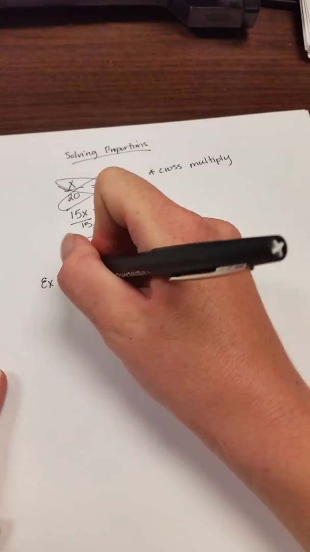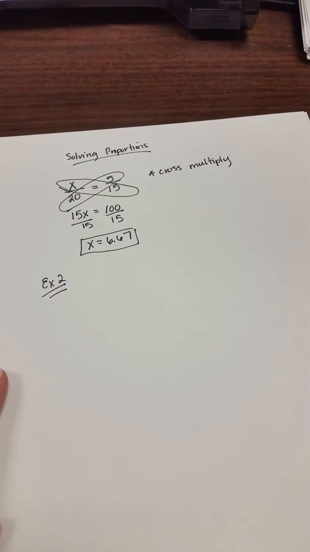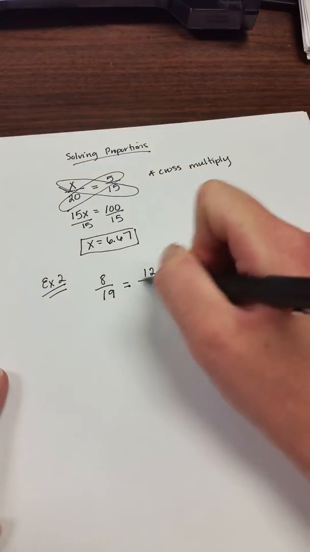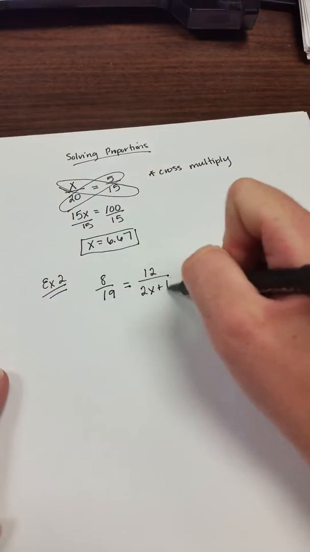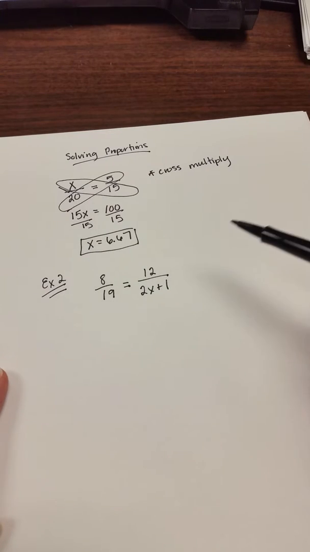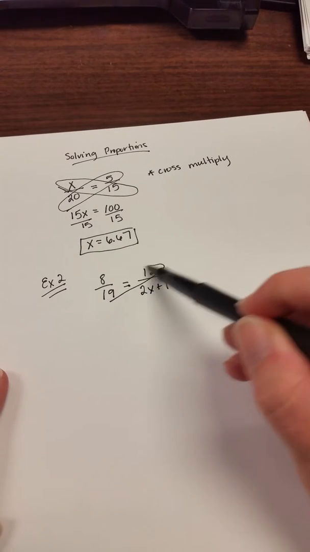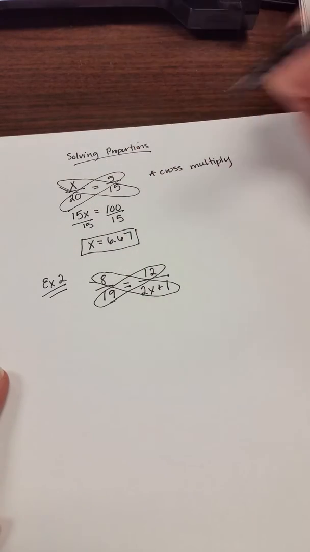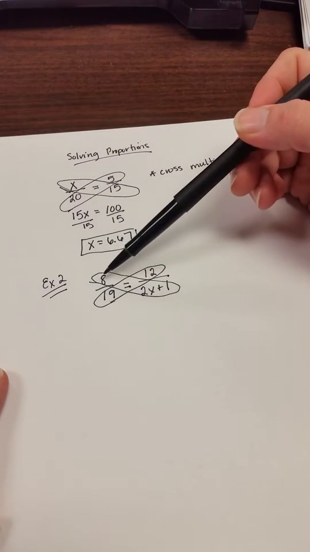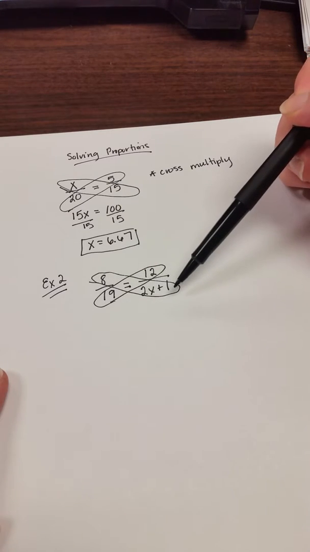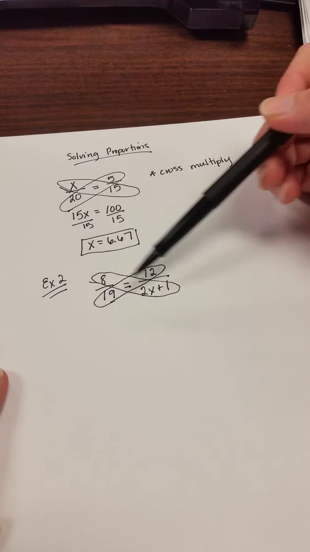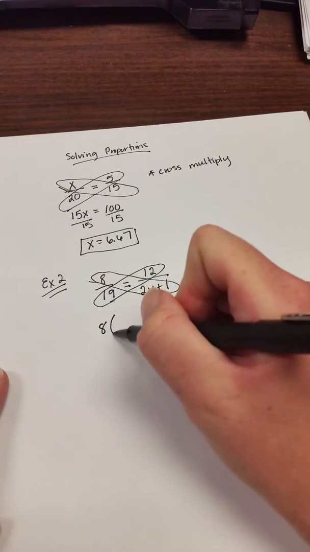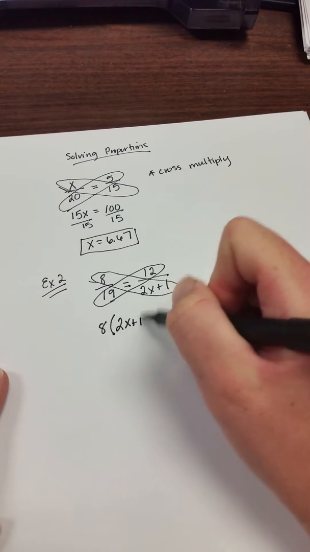The only way this gets harder is when you have to do distributive property. So let's say we have 8 over 19 equals 12 over 2x plus 1. So if you're going to cross multiply, you're going to multiply these numbers, and you're going to multiply those numbers. Now this time you're multiplying the 8 times 2x plus 1. Please make sure that you write this step out with parentheses. So I'm going to write 8 parentheses 2x plus 1.